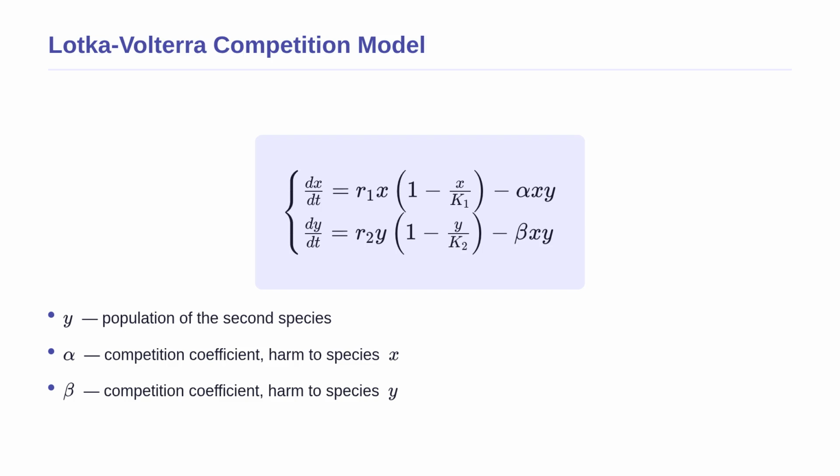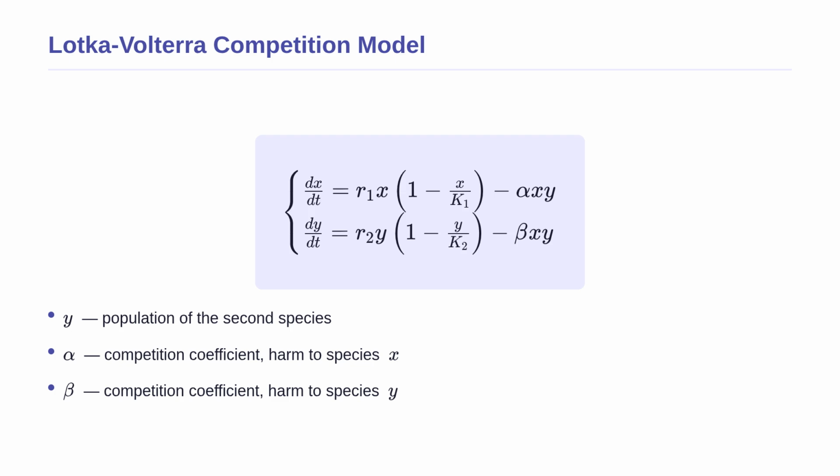Now that we understand the concept of competition, let us look at the mathematical system that describes it. This is the Lotka-Volterra competition model. Conceptually, it takes two logistic growth equations and couples them by subtracting interaction terms. Let us look at the symbols. The variable y represents the population of the second species.